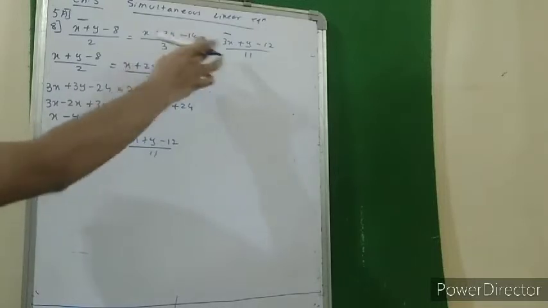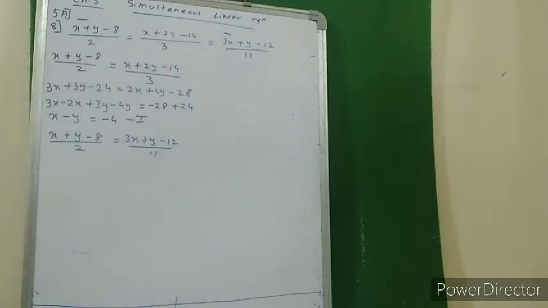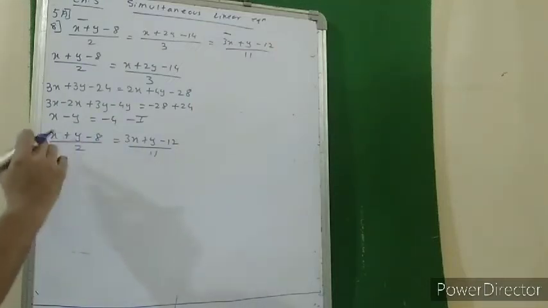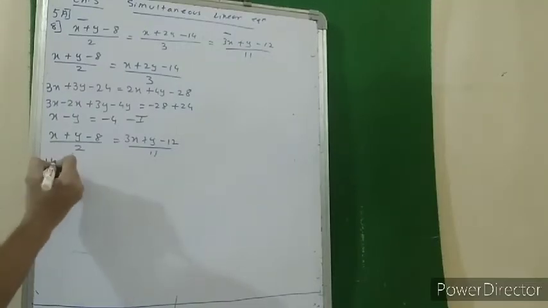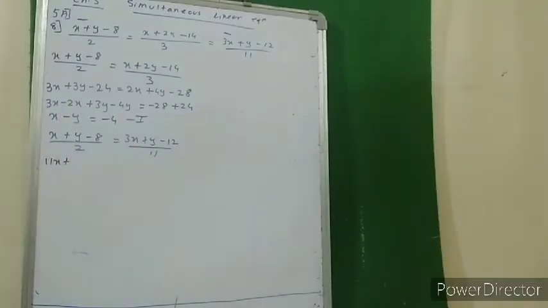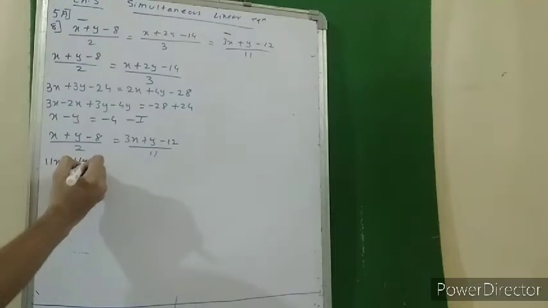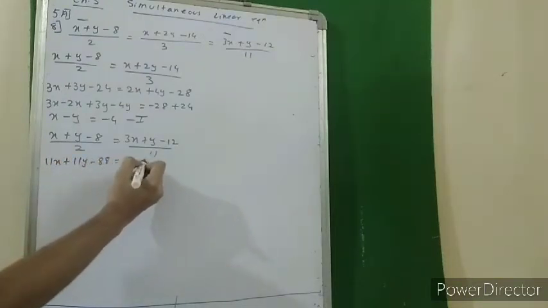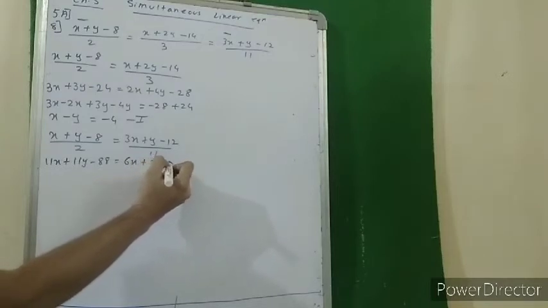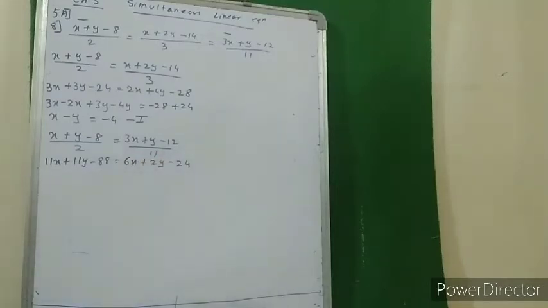Yes, you can also take this and this, but I took the first and the last one. Okay, let's see. When we multiply 11 to this, 11 will come here and multiply, so we will have 11x plus 11y minus 88 is equal to 6x plus 2y minus 24.